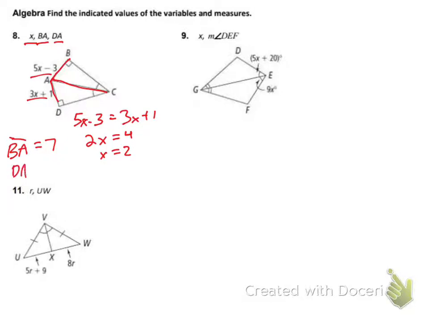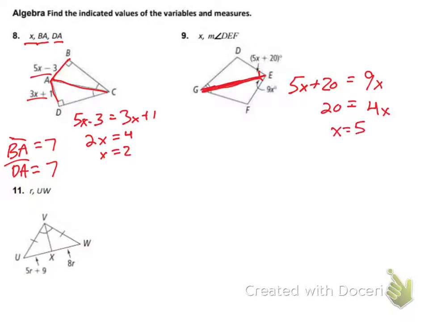So DA is equal to 7. All right, for number 9, we need to find x and then measure DEF. So let's see. There's an angle bisector right here. So if it's bisected, that means it's cut in half, right? So that means this side is equal to this side. So I would just set this 5x plus 20 is equal to 9x. This would be then 4x is equal to 20. So x is going to be equal to 5.